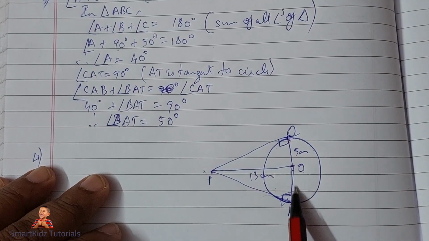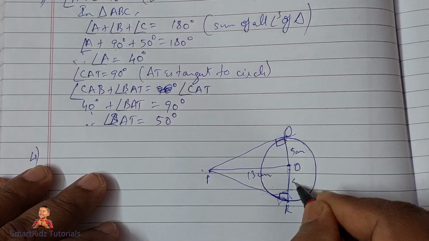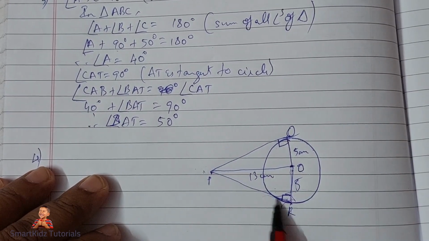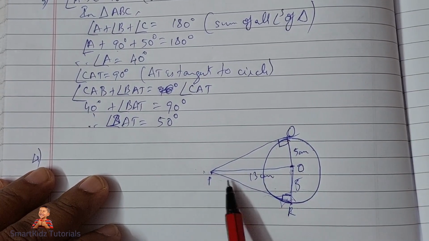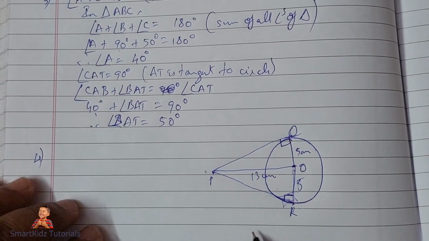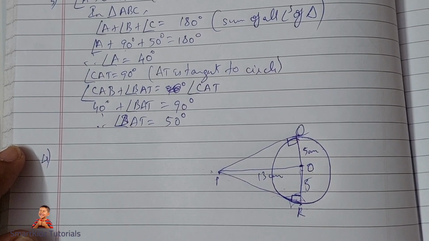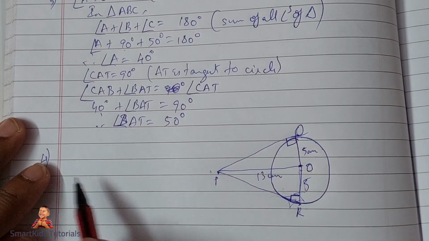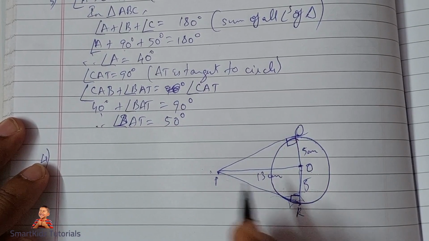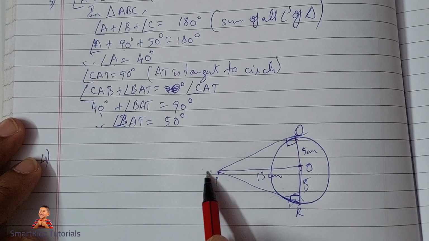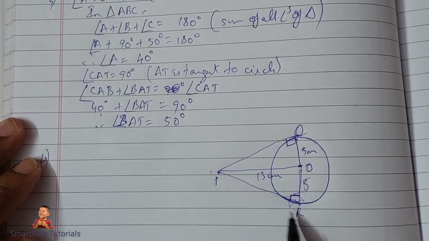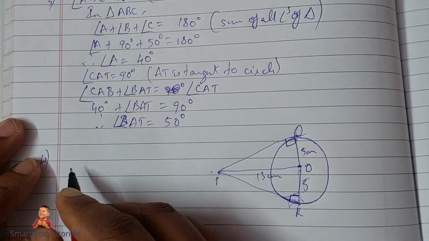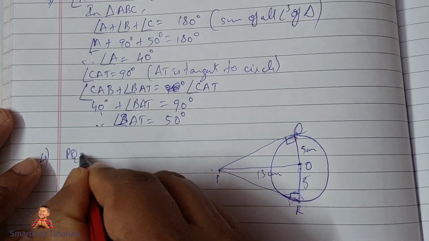So if we want to find the base, we'll have to use Pythagoras theorem. We know this is 5, this is 13. We'll have to find this. Once we find this, then we use half into base into height formula. So let's begin. So directly try to take the Pythagoras theorem in order to find either PQ or PR. With the same thing, we're going to take PQ.